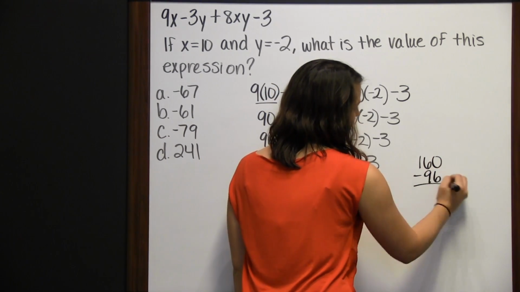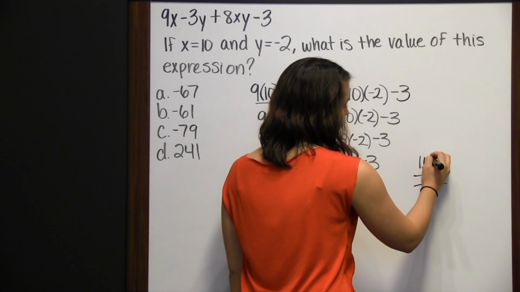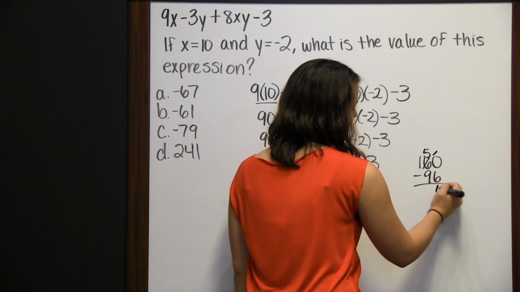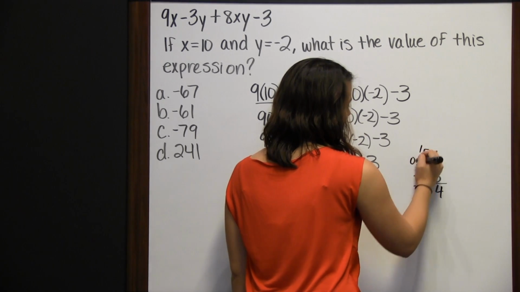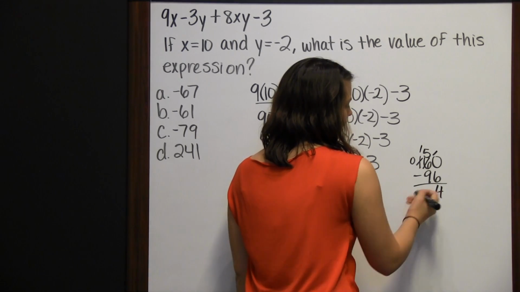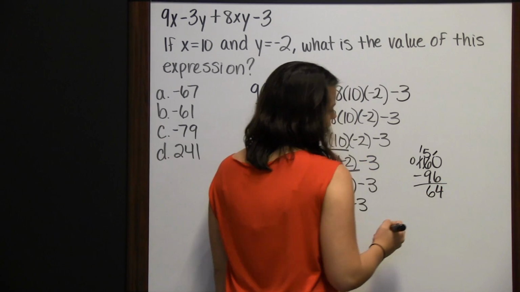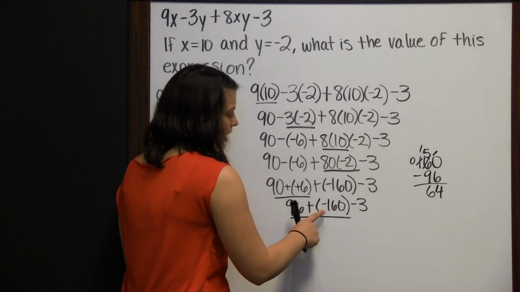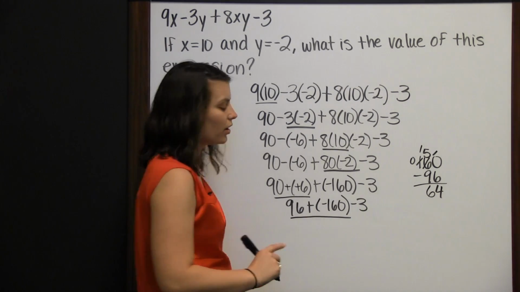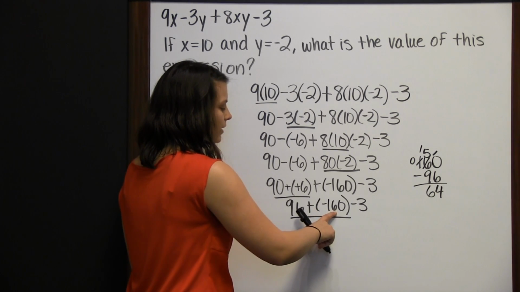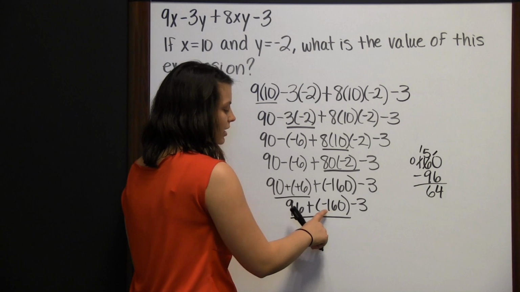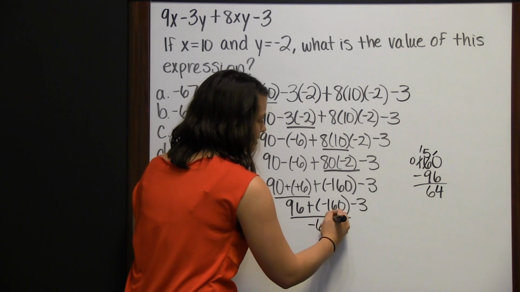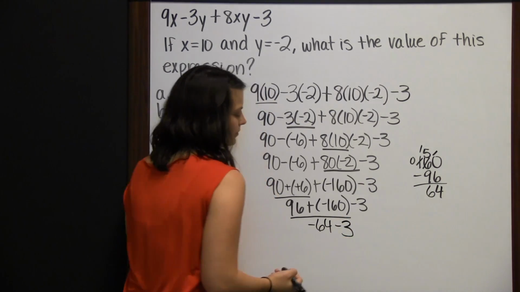160 minus 96. So to borrow from the 6, it becomes a 5. 10 minus 6 is 4. Now borrow from the 1, it becomes a 0. So I have 15 minus 9 is 6. So 160 minus 96 is 64. And it's going to be a negative 64 because 160, or negative 160, has a larger absolute value than 96 does. So negative 64 minus 3.